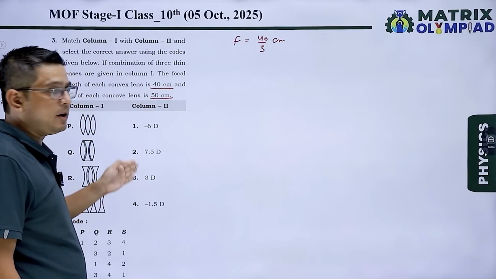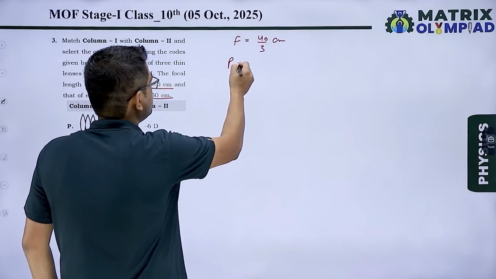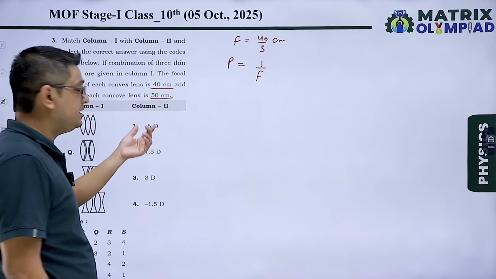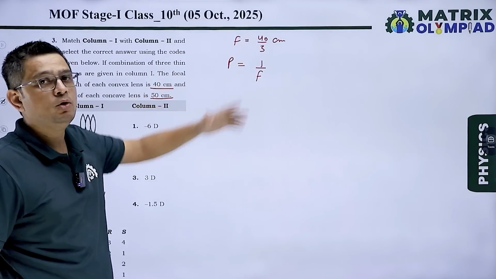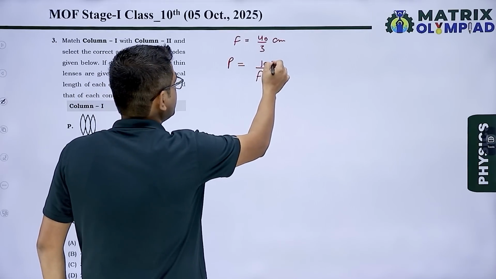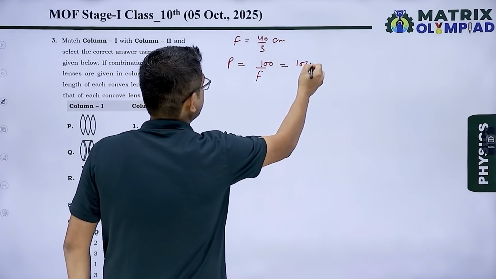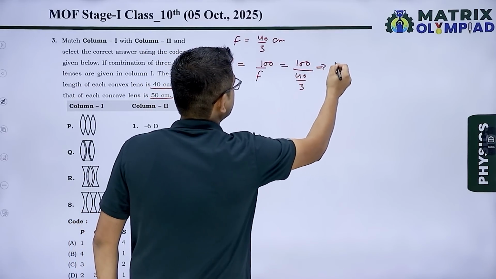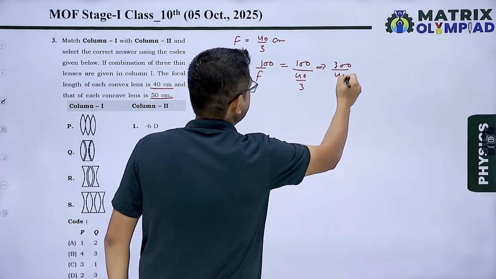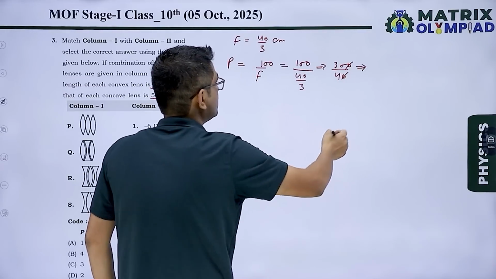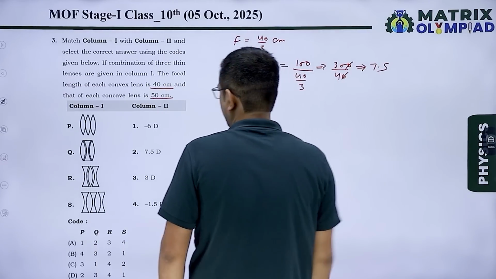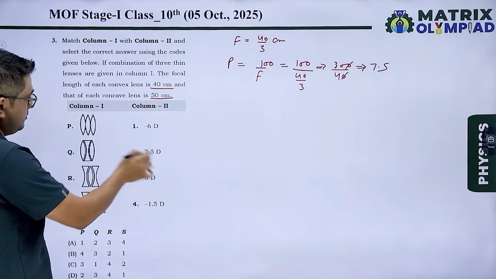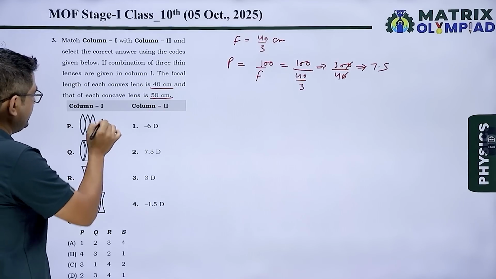In second column, the power is given. We know that the formula for power is P is equals to 1 upon F. Because the power is given in diopter, so we have to convert centimeter into meter. For that, I am putting here 100. So it becomes 100 divided by 40 divided by 3, which becomes 300 divided by 40. So 30 upon 4, that is equals to 7.5. So for P, we can say the 2 is correct, okay. So I am writing here 2.